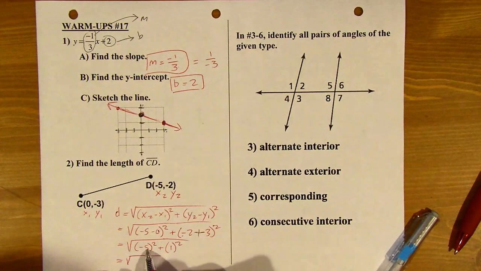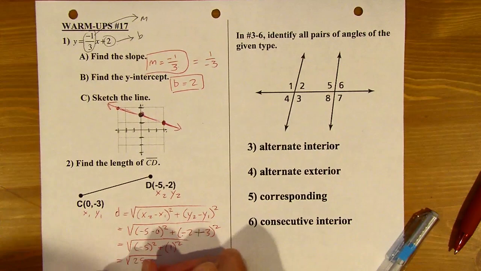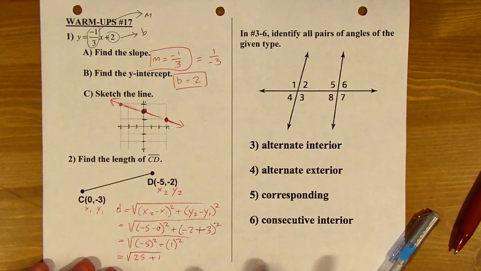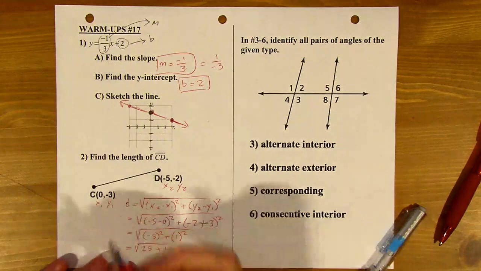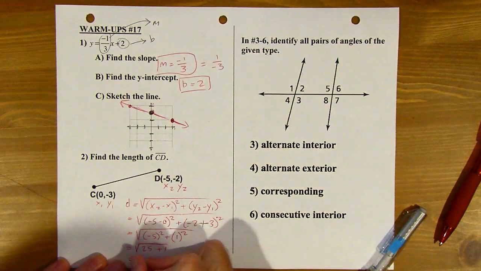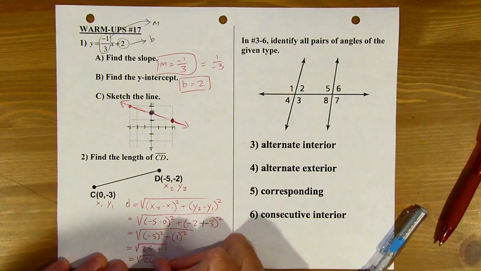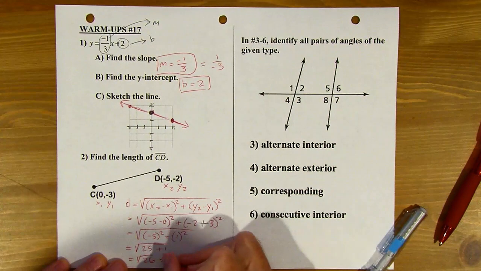So this is going to be 25 plus 1. So I've got the square root of 26, which you could leave like that. Or if you put it into a calculator, it's just over 5, about 5.1.